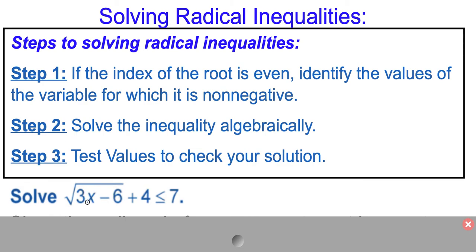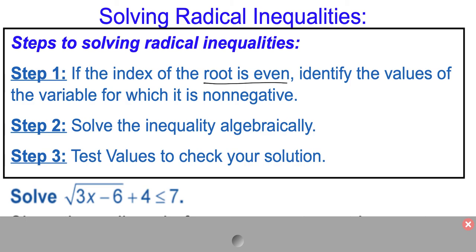We can't have negatives in an even root, okay? So if it's even, it's got to be 2, 4, 6, 8, 10, something like that. Then you're going to have to find the values which it cannot be, okay? Step 2, solve the inequality like normal, okay? Remember, when I'm working with inequalities, if I divide both sides by a negative, that's got to flip, okay? And then you test values to check your solution. So you plug them in to see if they work, all right?